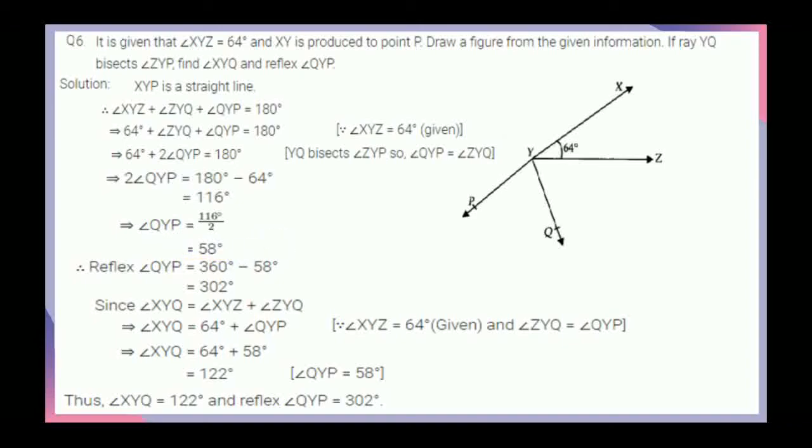Now, to find reflex angle QYP, we'll subtract 58 from 360 because 360 is the complete angle. So, reflex angle QYP is equal to 302 degrees.